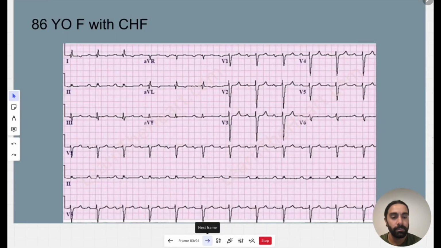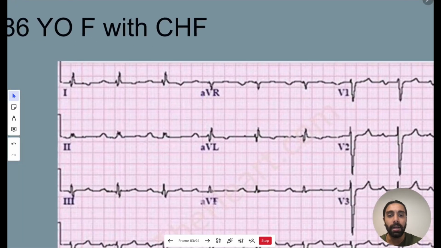So go ahead and review this one. 86-year-old female who has a history of CHF or is coming in with CHF. So the big hallmark finding here, if you notice, the QRSs are starting to get widened here. If you look at the high lateral leads, I and aVL, there's almost like this RSR prime.